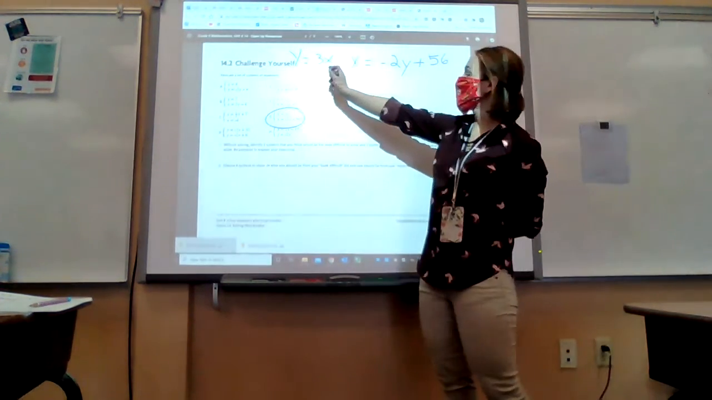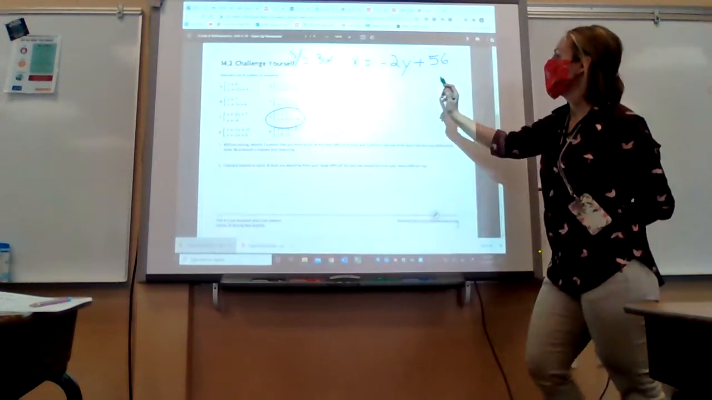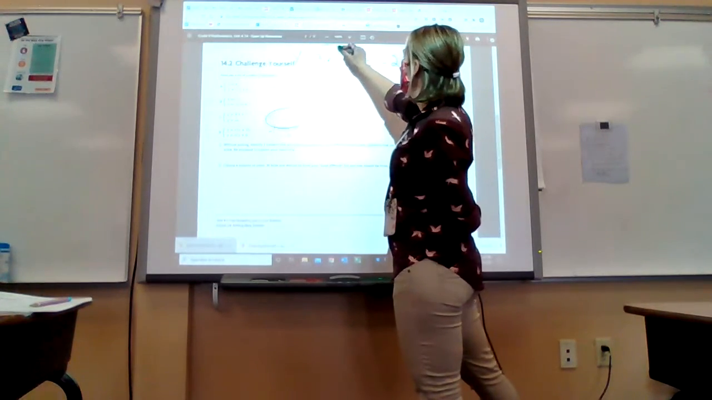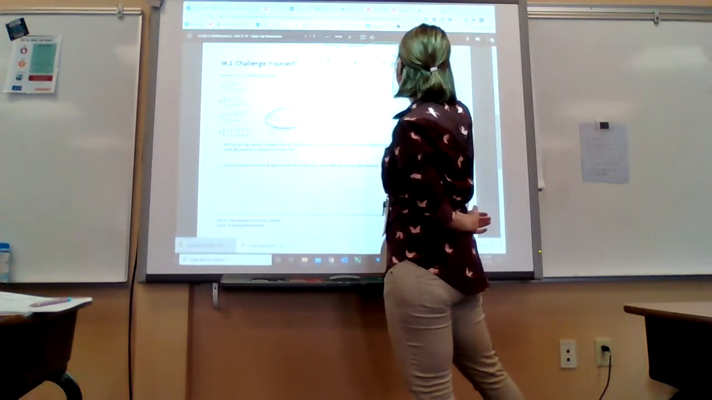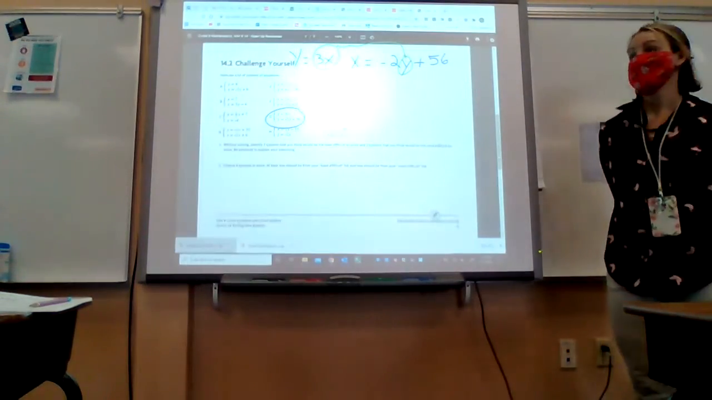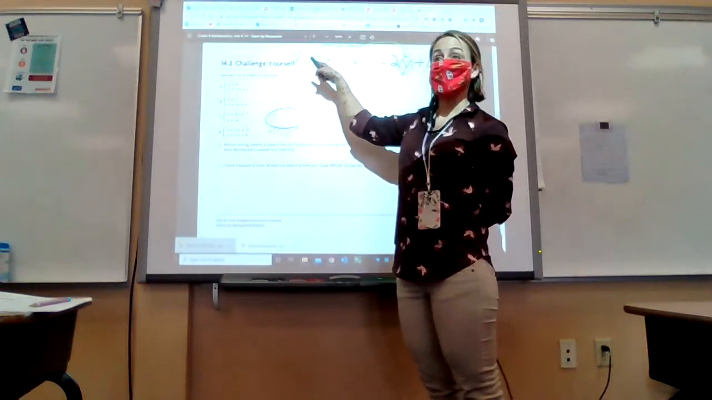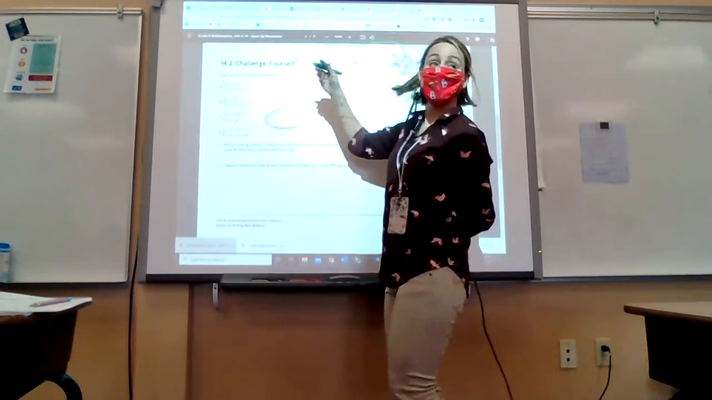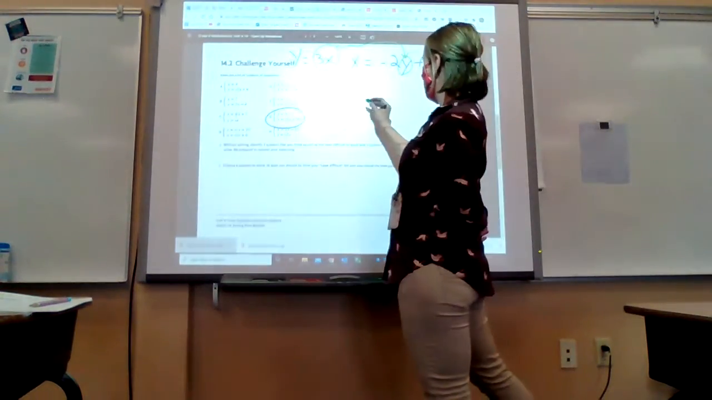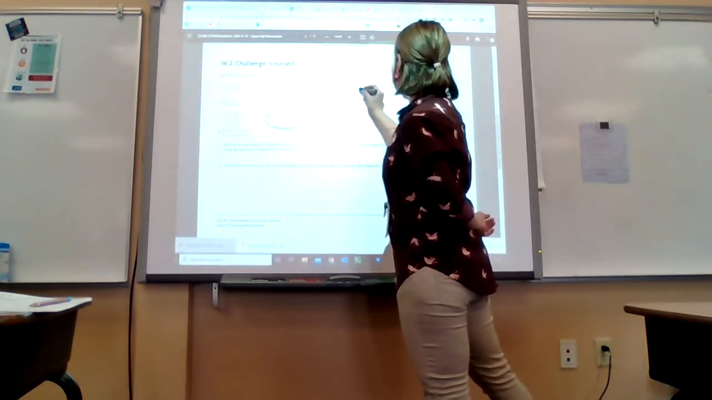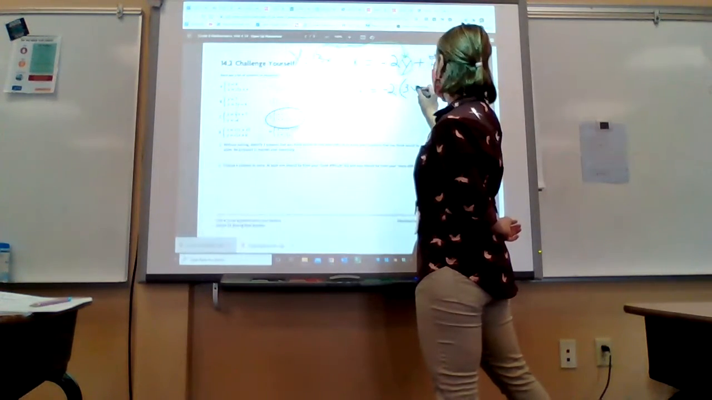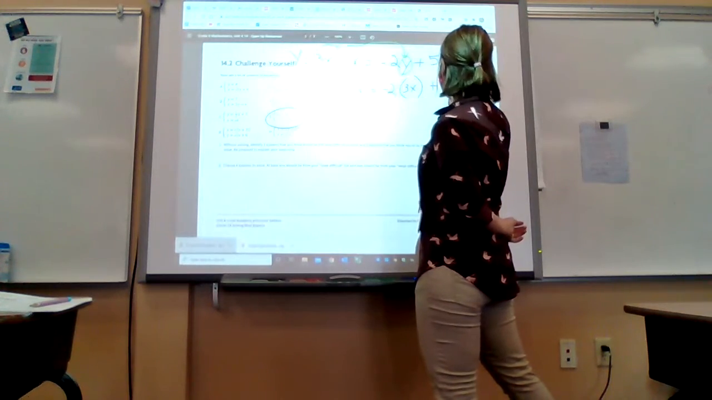We know that y equals 3x, right? Here's a y. We can just take this and put it in for the y, because they're equal to each other, right? y equals 3x. So we could just take this 3x and plug it in for that y. And then we would have x equals negative 2, and instead of y, we're going to put 3x plus 56.